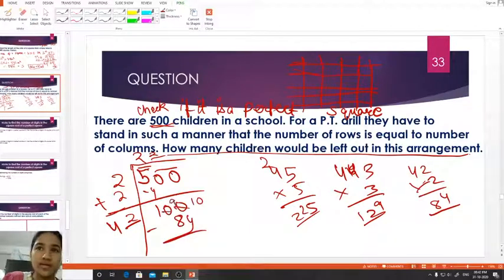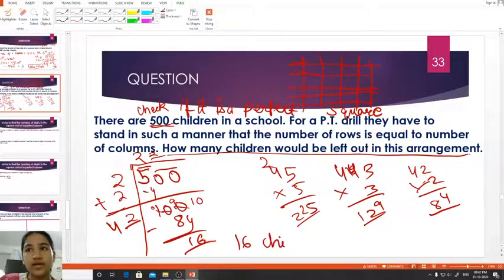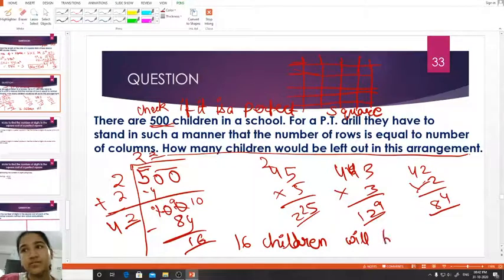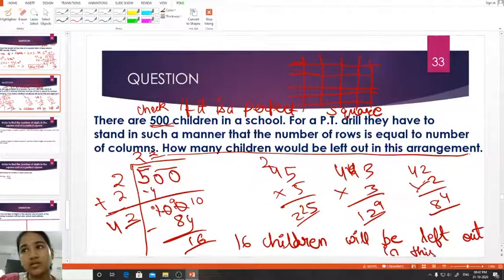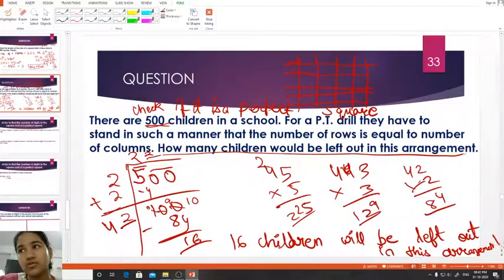It's going to be 16. That means 16 is the remainder. How many children will be left out in this arrangement? 16 children will be left out in this arrangement.